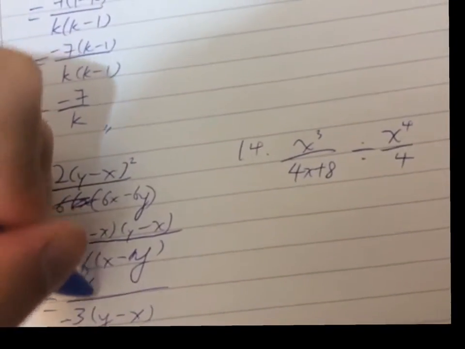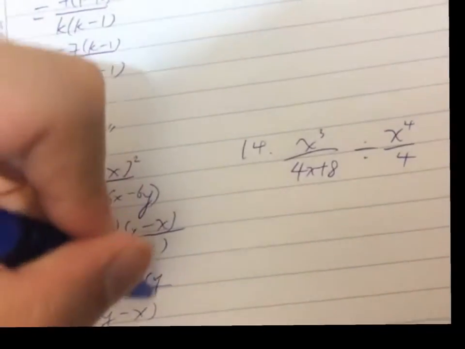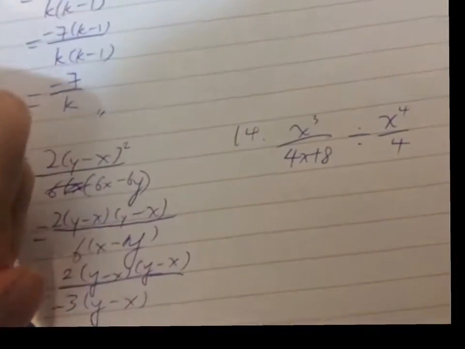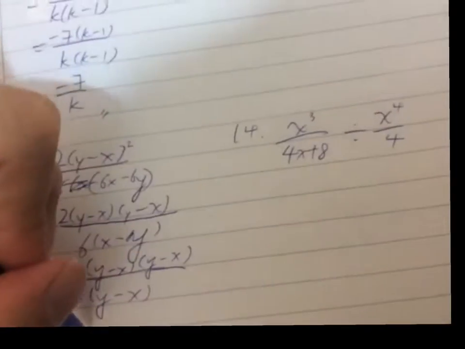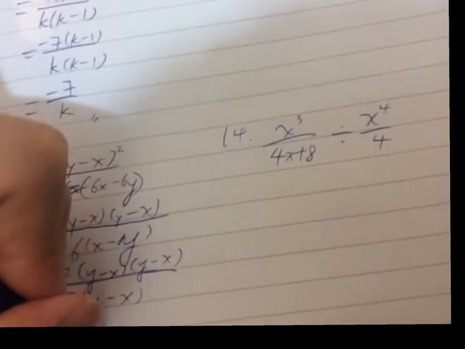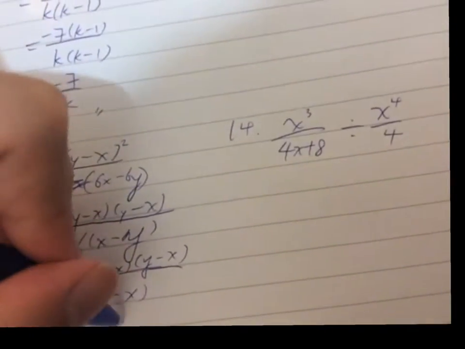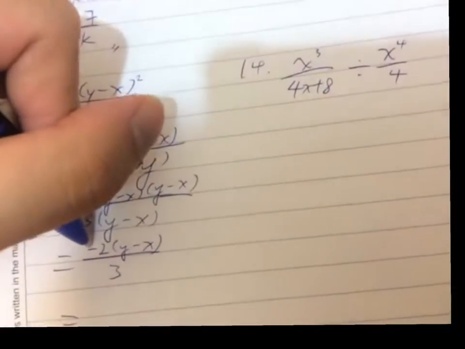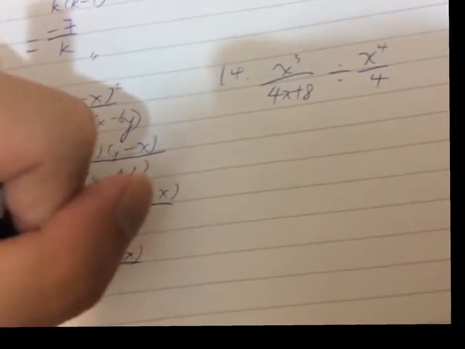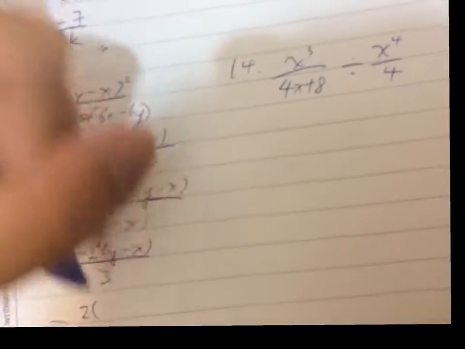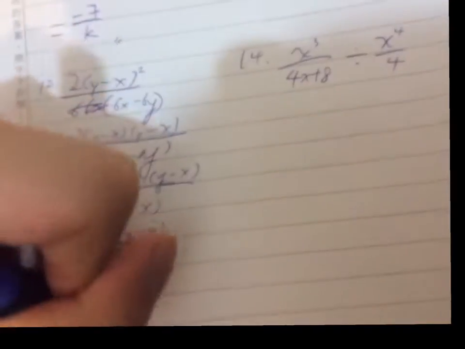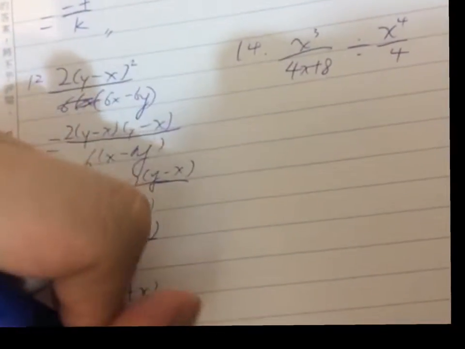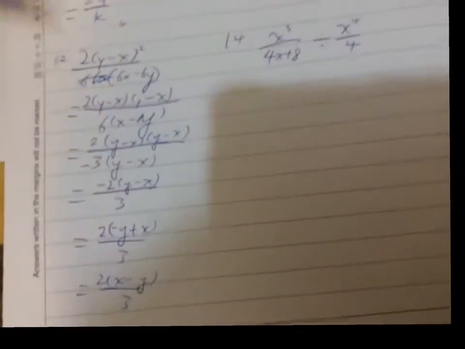And then it will be 2, y minus x, y minus x. And then cancel out 1. It will be negative 2. I usually put the negative sign in the numerator, and then y minus x. Okay, because it's y minus x, we can multiply the negative 2 inside, it will become negative y plus x. And this will become 2x minus y over 3. Okay, this is one way, go on.